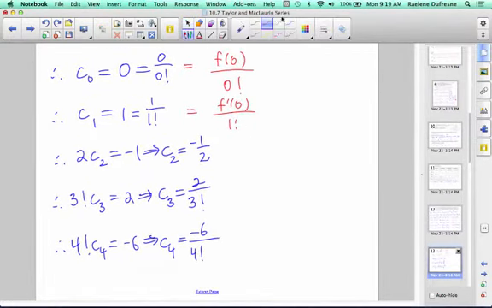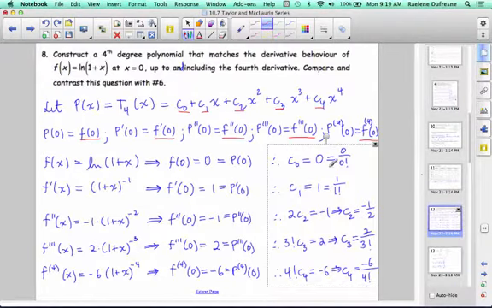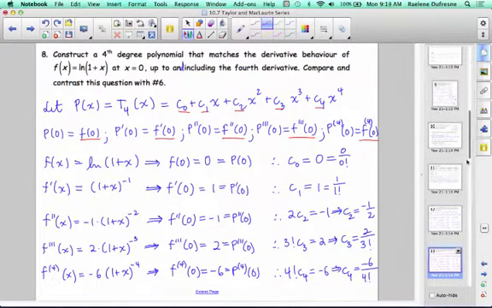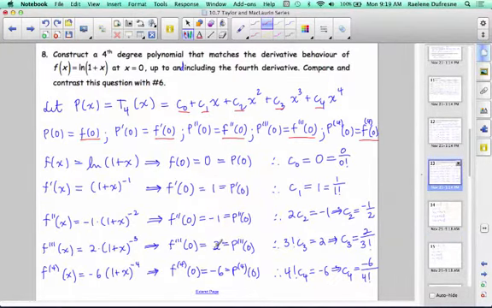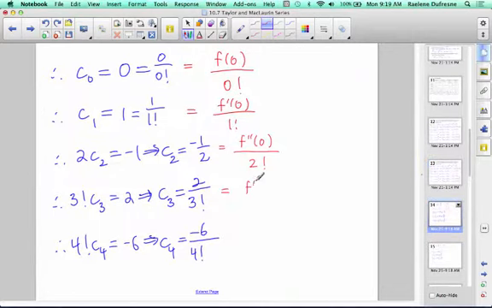C2 came from negative 1 divided by 2, but negative 1 was the second derivative of f. So we have f double prime of 0 divided by 2 factorial, and sure enough, this 2 came from the third derivative, and negative 6 came from the fourth derivative. So we have the third derivative of 0 divided by 3 factorial, and we have the fourth derivative of 0 divided by 4 factorial.